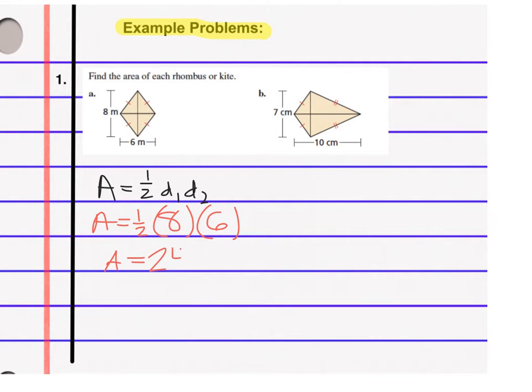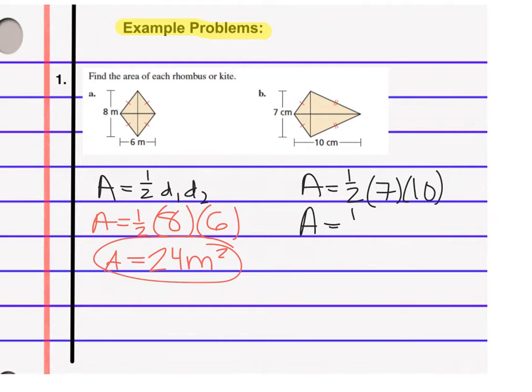So 24 meters squared. For part B, maybe pause, see if you can get it on your own, and we can compare what answers you got. All right, so hopefully you are getting 35, half of 70, 35 square centimeters. So that's how you use that formula. A few of the homework problems might have you working backwards, like putting something in for A and solving. But if you need help with that, you can always reach out to me.